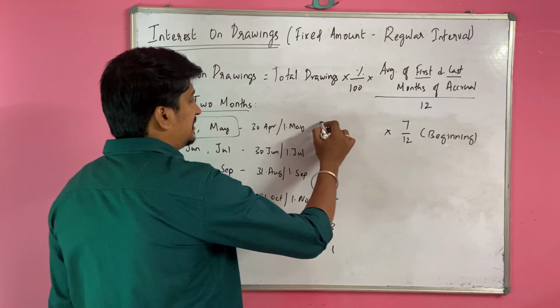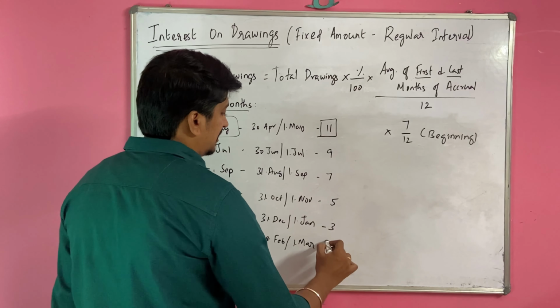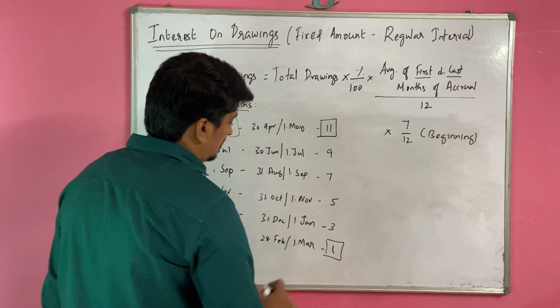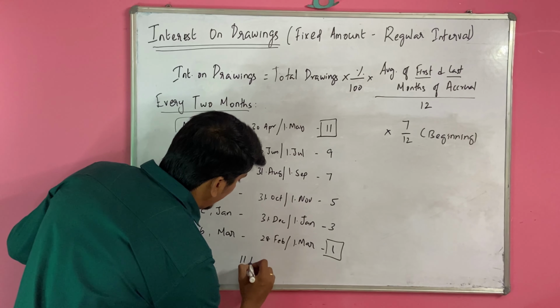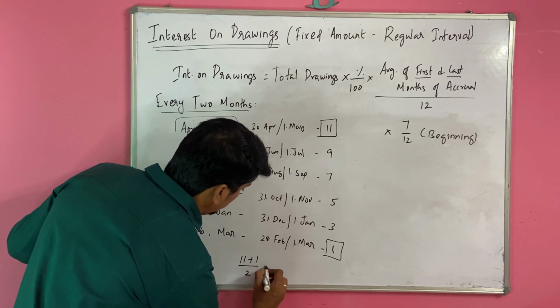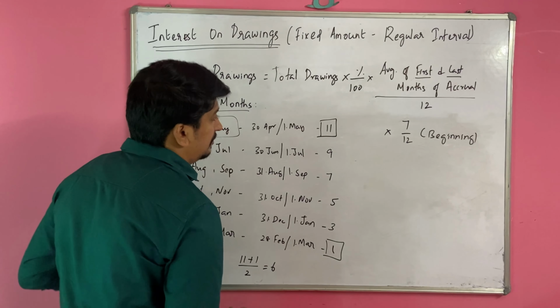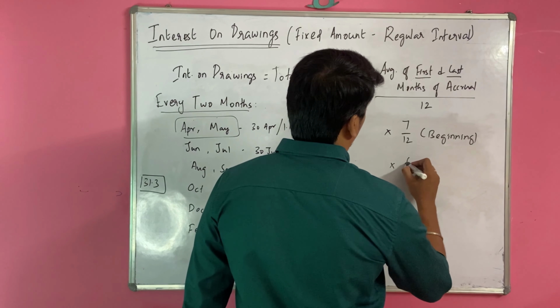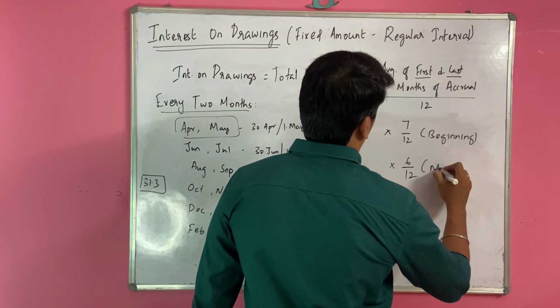So the average says take the first drawing's months accrued and the last drawing's months accrued and calculate the average. 11 plus 1 divided by 2, that is 12 by 2, 6. So if it is middle, 6 by 12.